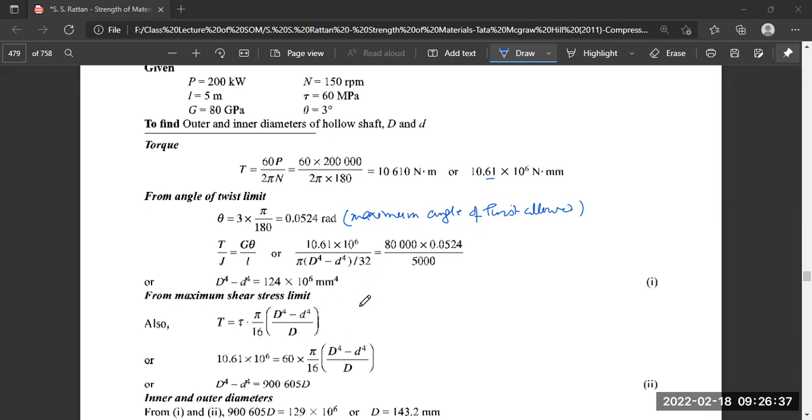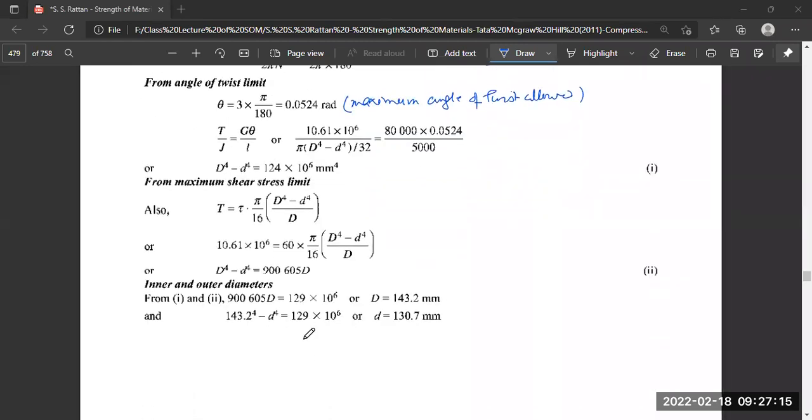The relation between torque and the shear stress, that is T is equal to tau divided by pi by 16 into (D to the power 4 minus small d to the power 4) divided by capital D. So you put the value of T, which is calculated here. Pi by 16 is a numerical value, and the others are unknown to us, D to the power 4 minus small d to the power 4 by D. So D to the power 4 minus small d to the power 4 is equal to 900,605 capital D. And we know this D to the power 4 minus small d to the power 4 is 124 into 10 to the power 6. So we put this value in this equation.